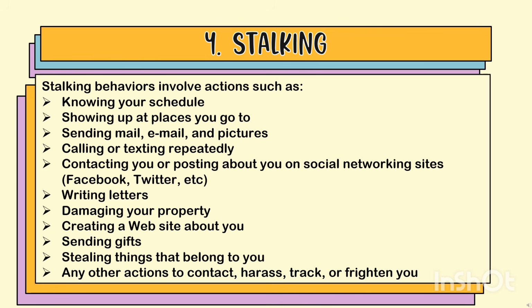Stalking behaviors involve actions such as knowing your schedule, showing up at places you go to, sending mail, email, and pictures, calling or texting repeatedly, contacting you or posting about you on social networking sites like Facebook, Twitter, etc., writing letters, damaging your property, creating a website about you, sending gifts, stealing things that belong to you, and any other actions to contact, harass, track, or frighten you.